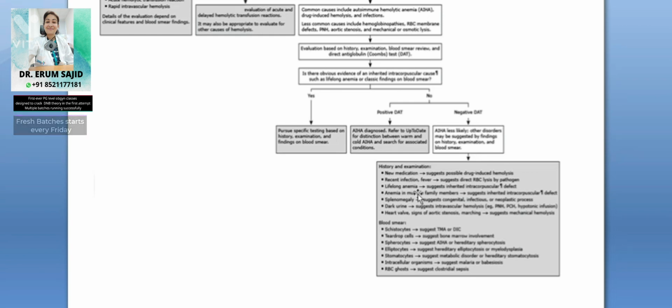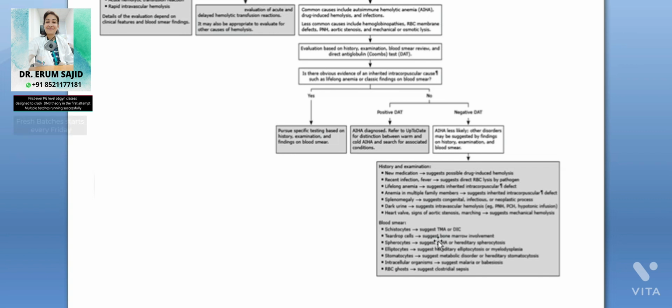History and examination will tell you, for example, if there is a new medication given, it's drug induced. If there is a recent infection, it's infection induced. If it has been lifelong anemia, then of course you think about thalassemia, sickling disease, or intracorpuscular defects. If there is splenomegaly, think about congenital, infectious, or even neoplastic processes.